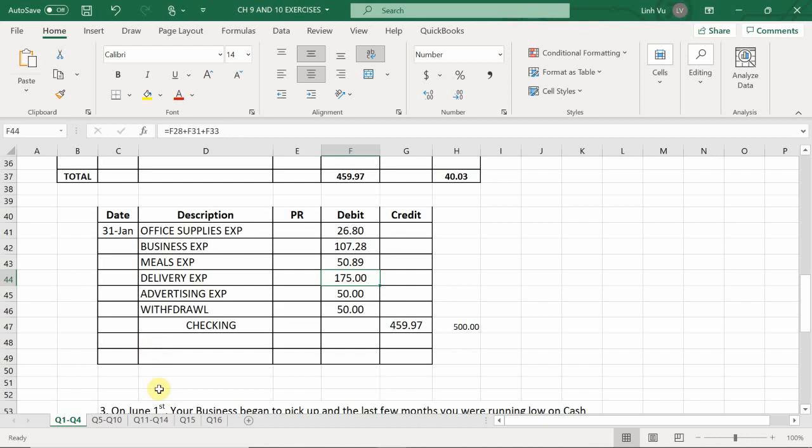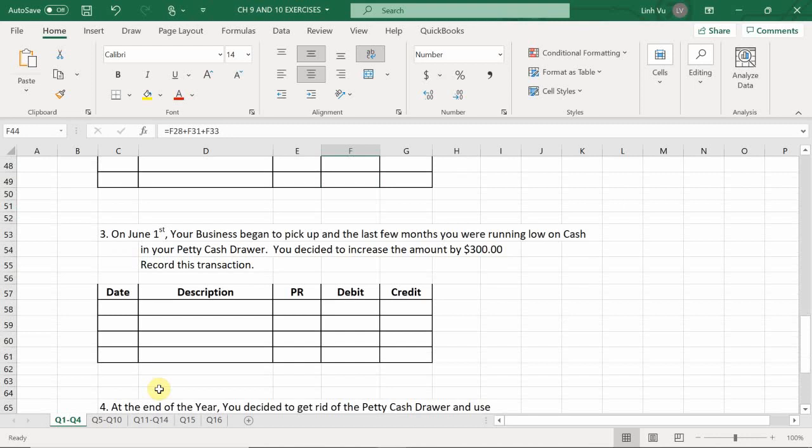Okay, so there you go. All right. Question number 3 says on June 1st, your business began to pick up, and the last few months you were running low on the petty cash. In this case, you decided to increase the amount by $300. Record this entry.